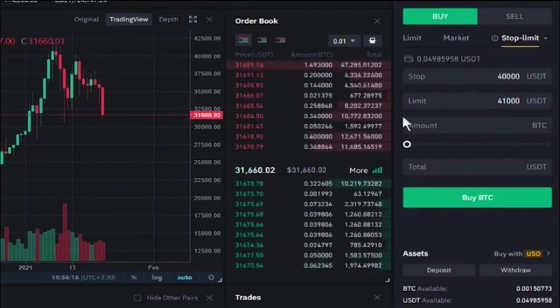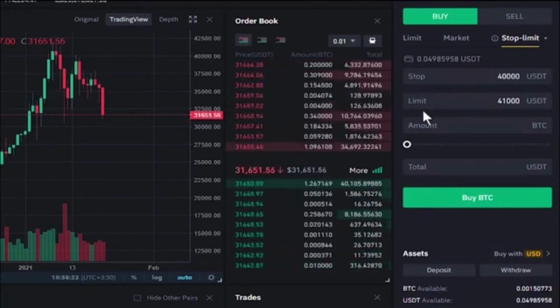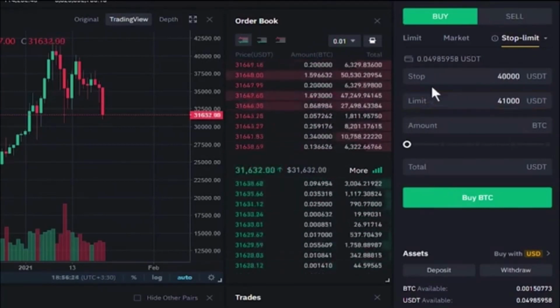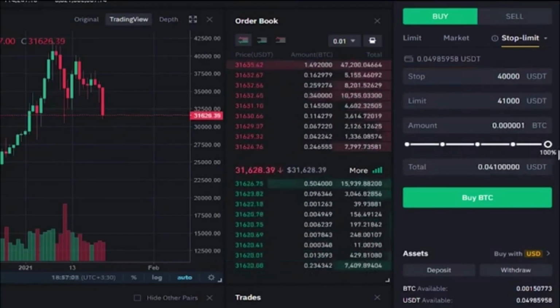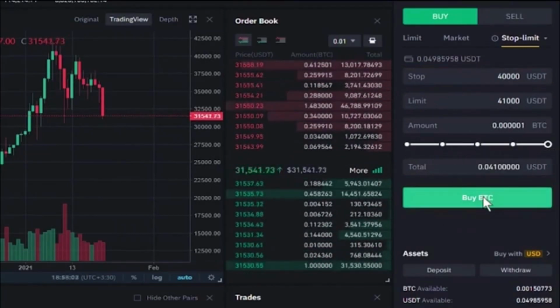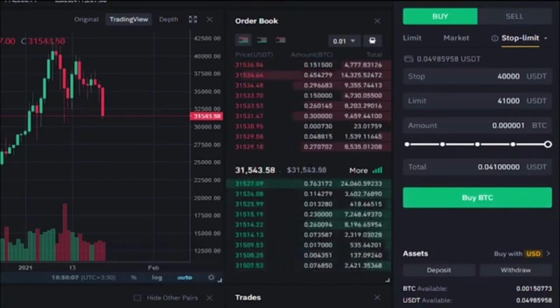Pay attention that in stop limit buy order, we set the limit price a little higher than the stop price. And we set the amount, for example, 100% of our available Tether, and we click on buy BTC, and the order will be placed on the order book.